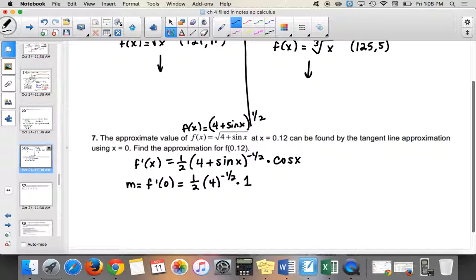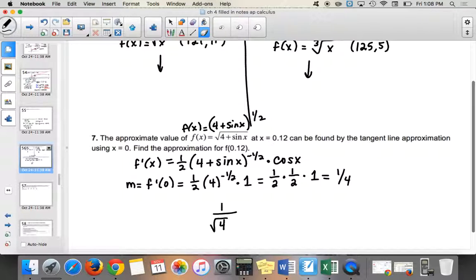So Alex, how do I do 4 to the negative 1/2? 4 to the negative 1/2, so you can bring it over to the denominator, 4 to the 1/2. So it becomes 1/2, and 1/2 times another 1/2 gives 1/4, right? So that's our slope.